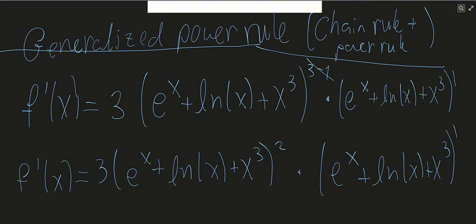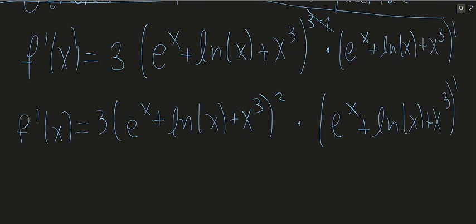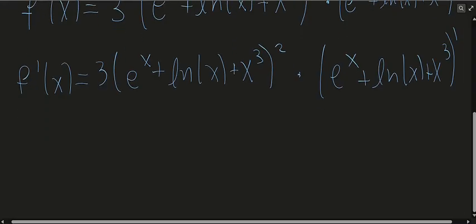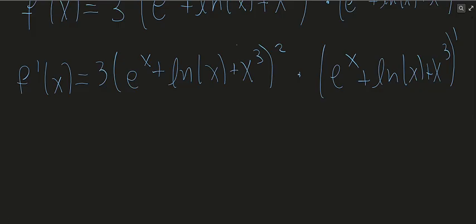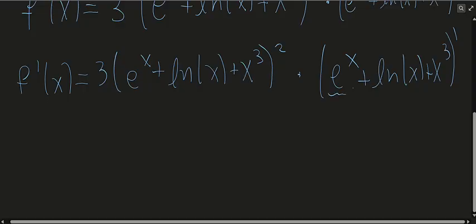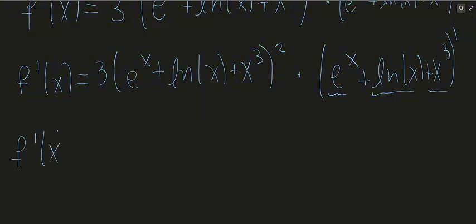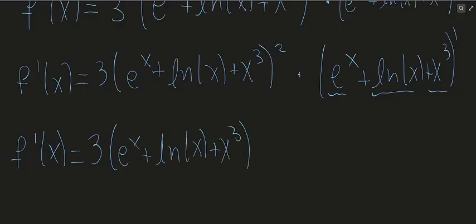Now, the only thing we have to worry about, remember, is that we must not leave a final answer in terms of primes. We must clean out all the primes, explicitly compute and substitute them. This, if you will recall, is the sum of 3 little building blocks: e to the x plus ln of x plus x cubed. So the derivative would actually be simple. Let's do it right here. f prime of x is equal to 3 times e to the x plus ln of x plus x cubed to the power of 2, multiplied by, what do we have to multiply by?